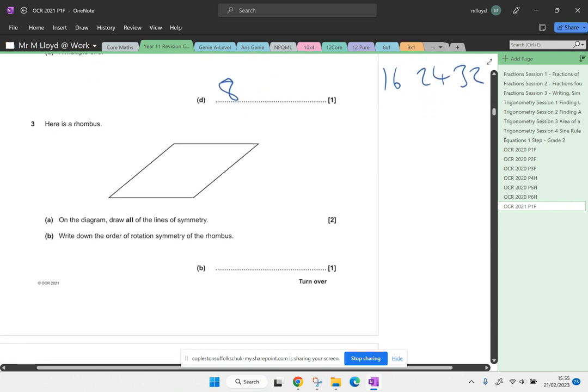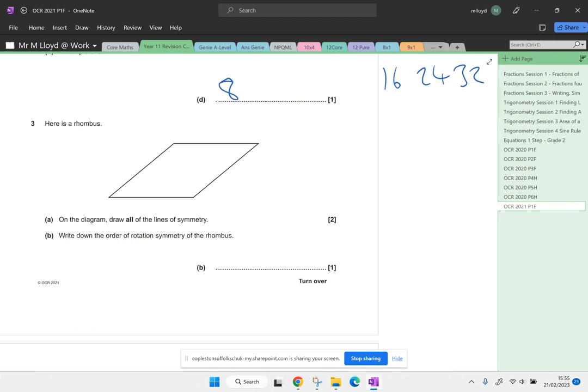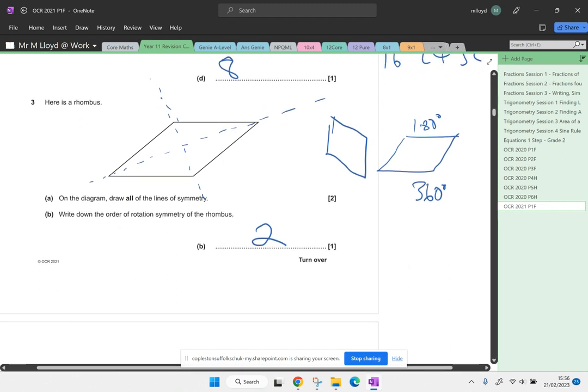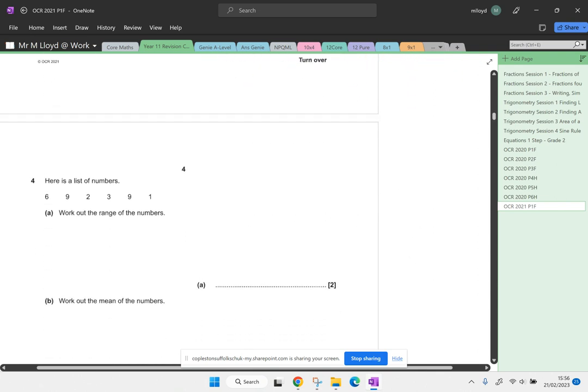Here is a rhombus. On the diagram, draw all the lines of symmetry. So we should have one diagonally there, and we have one diagonally there through those corners. Write down the order of rotational symmetry of the rhombus. So that is 2, because if we rotate it 180 degrees, it will look the same. If we rotate it through 90 degrees, it will look like that. And then we will get back to that position after 180 degrees. And then when we go through the full 360, we will have the second part of the second order of the rotational symmetry.